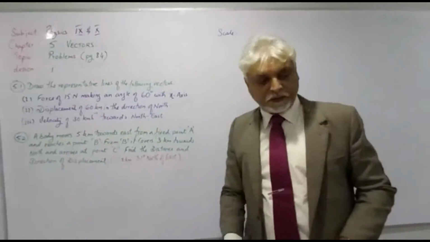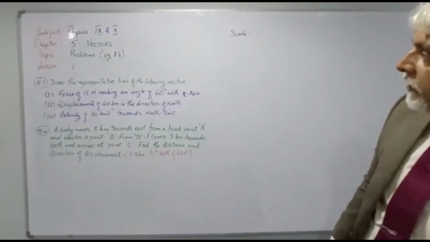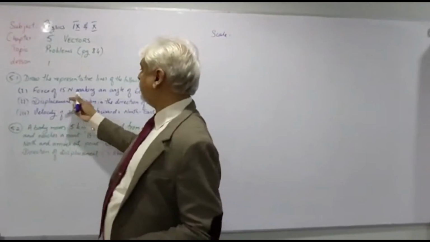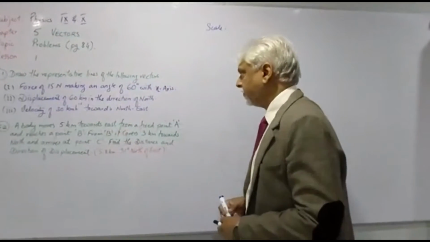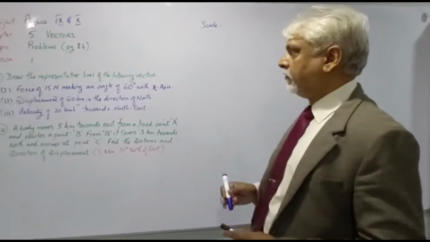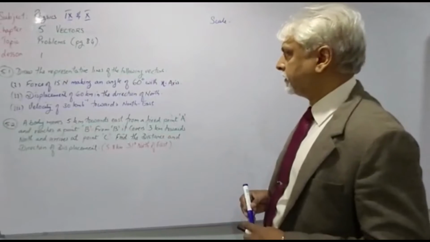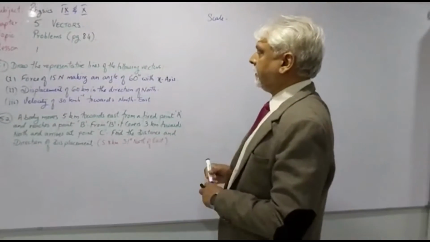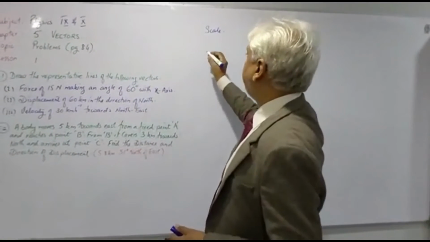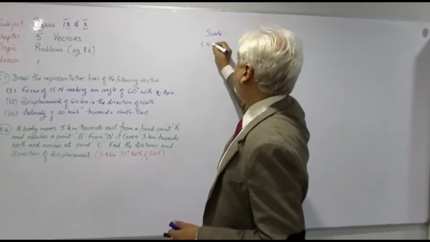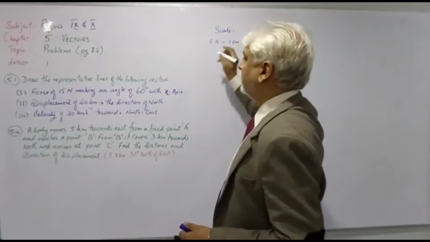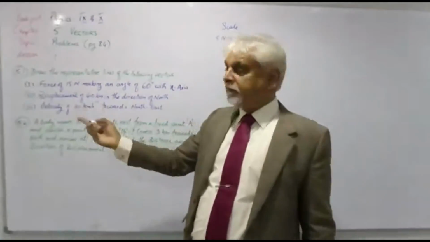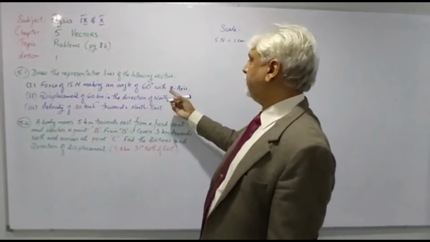It says here, draw the representative lines of the following vectors. Number 1, force of 15 Newton making an angle of 60 degrees with x-axis. So let's take an appropriate scale. If we take 5 Newton as 1 centimeter, then 15 Newton would mean we'll have to draw a line of 3 centimeters, right? At an angle of 60 degrees with x-axis.